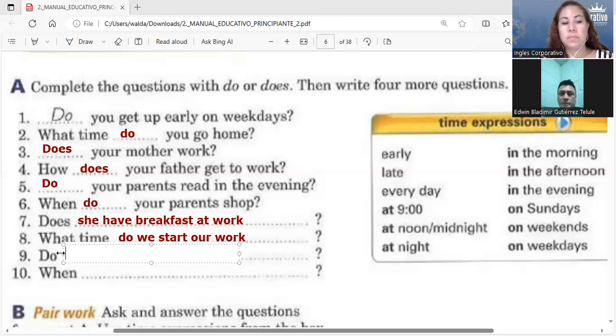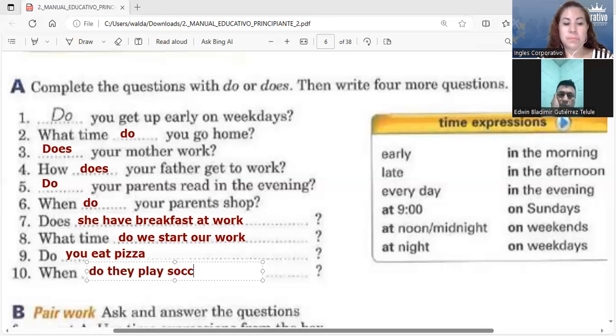Do you eat pizza? Okay, do you eat pizza? Eat. Good, yeah. Eat pizza. And when? When do they play soccer? Okay, when do they play soccer? Very good. Okay, and these are some possible answers. Early, in the morning. Late, in the afternoon. Every day, in the evening. At 9, on Sundays. At noon, or at midnight, on weekends. At night, on weekdays.